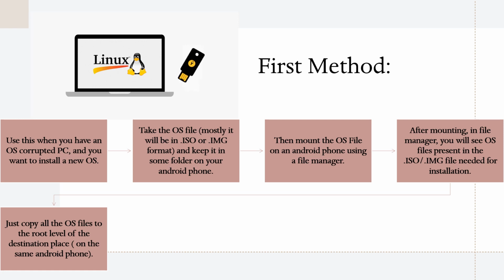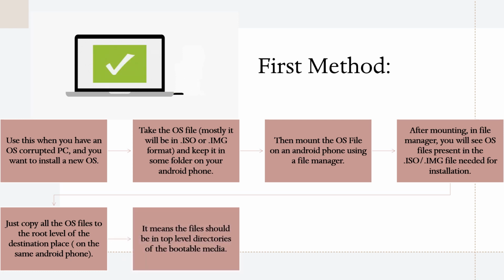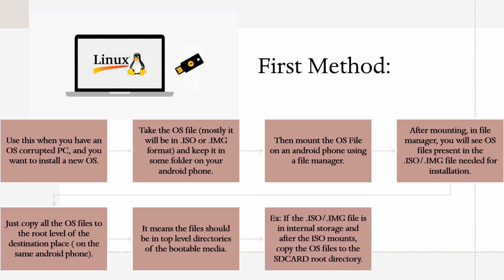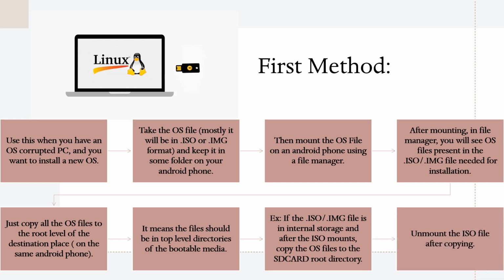Just copy all the OS files to the root level of the destination place on the same Android phone. It means the files should be in top level directories of the bootable media. Example, if the .iso or image file is in internal storage and after the ISO mounts, copy the OS files to the SD card root directory. Unmount the ISO file after copying.